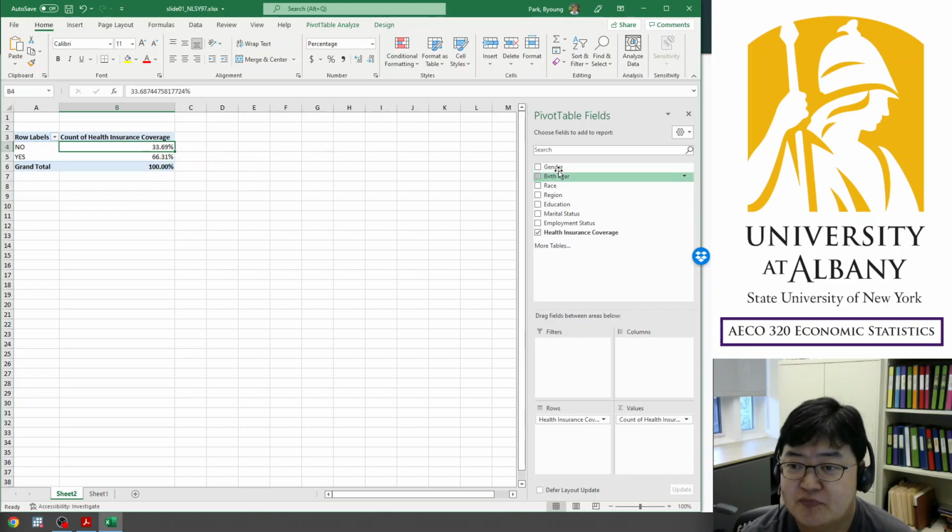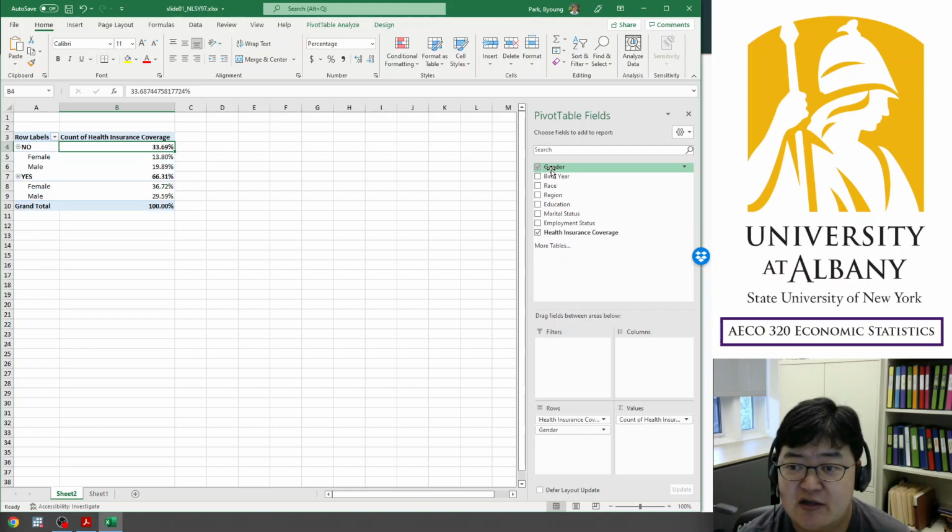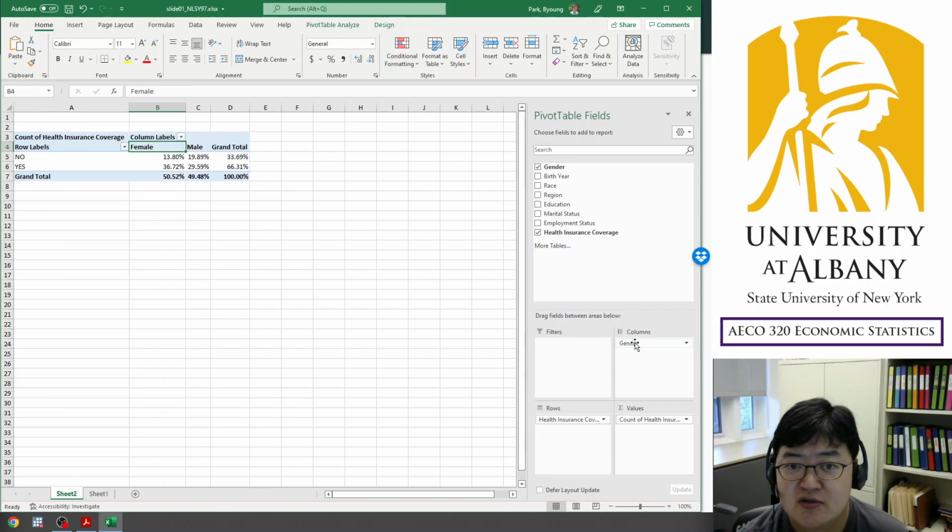To do that, I'm going to include this variable, gender. I'll click it, and then it is added to rows here. So rows is defined by two variables, which is shown like this. But this is not what we want. We will move gender to columns. Then columns are defined by the outcome of gender, right? So rows are defined by health insurance and columns are defined by gender. So this is what we want.